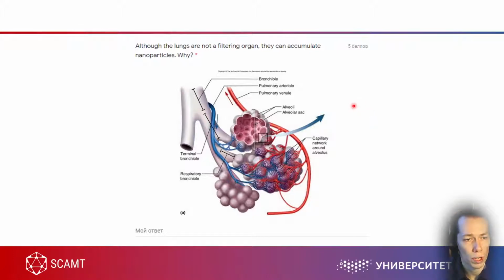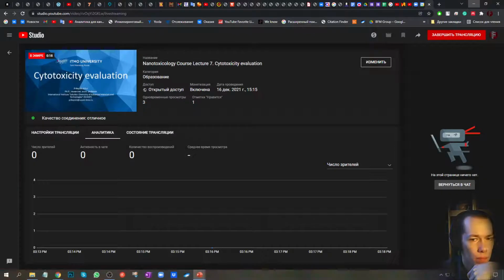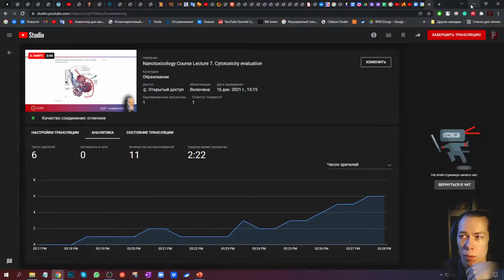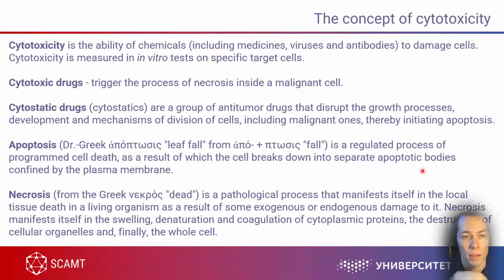If you don't have any questions regarding your test, we can proceed with the lecture. And do not forget, today we also will have a test somewhere in the middle. Okay, no questions. So we can proceed.